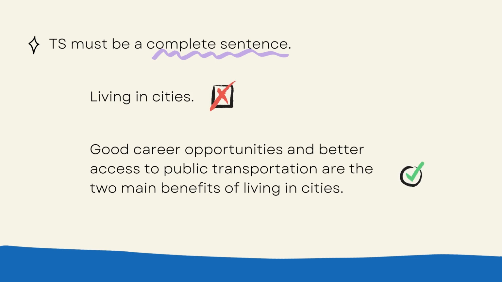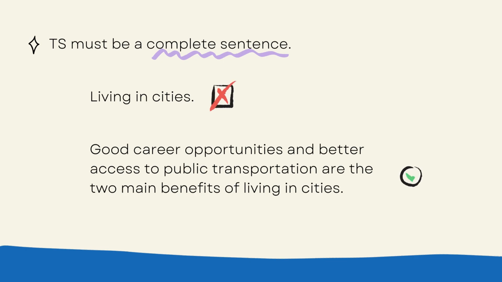The second rule is thesis statement must be a complete sentence. Look at the example. Living in cities. This is definitely not a complete sentence. It sounds more like a topic or a title. So something which is correct would sound like, good career opportunities and better access to public transportation are the two main benefits of living in cities.